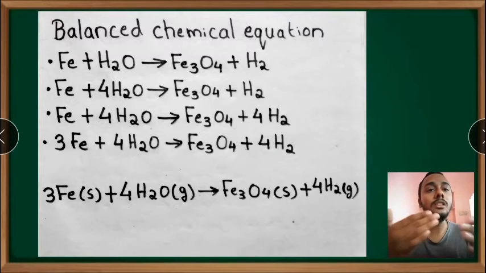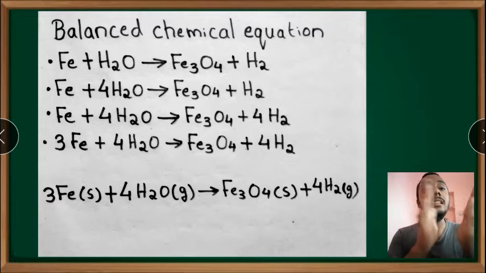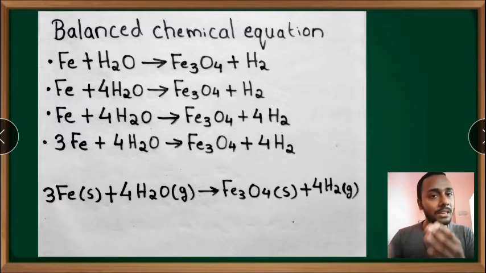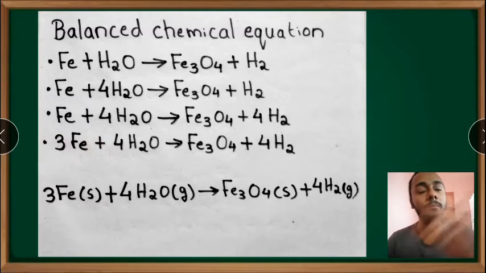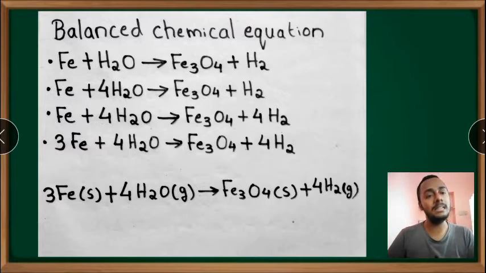Next we need to balance the number of iron atoms. On the right hand side, we know there is Fe3, that is 3 iron atoms. So we put a 3 on the left hand side. So 3 Fe. So the equation is balanced. The chemical equation is balanced.